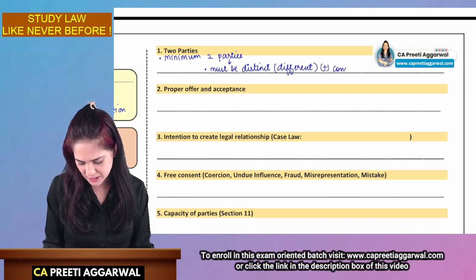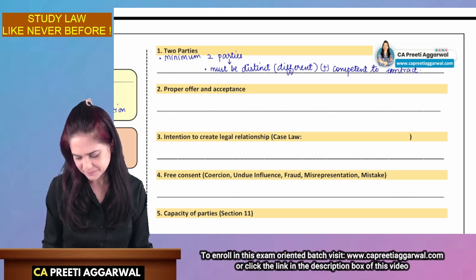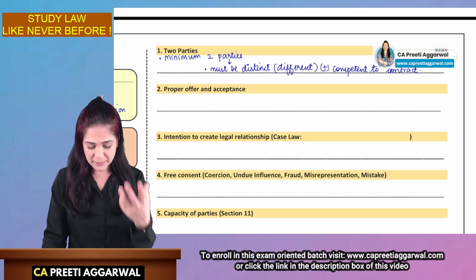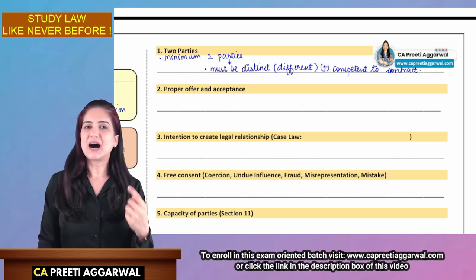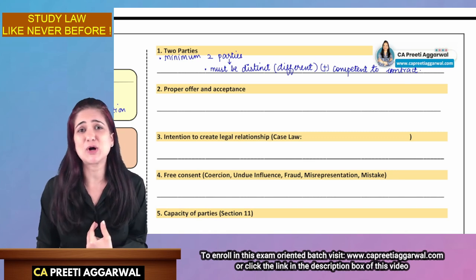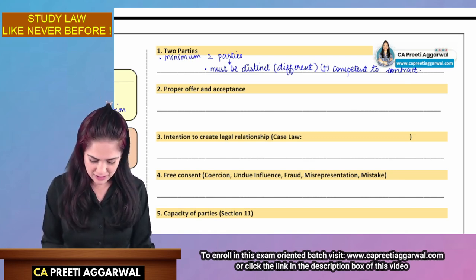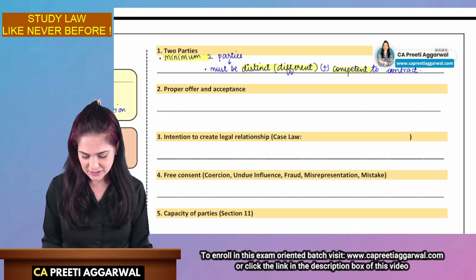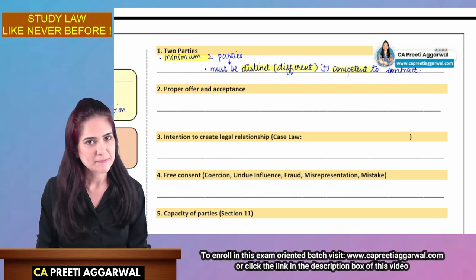And they must be competent to contract. What is competency? That we will define later. So minimum two distinct, different parties are required to form a valid contract, because you cannot enter into contract with yourself. So what are my keywords over here? Minimum two, distinct and different, and they must be competent to contract.